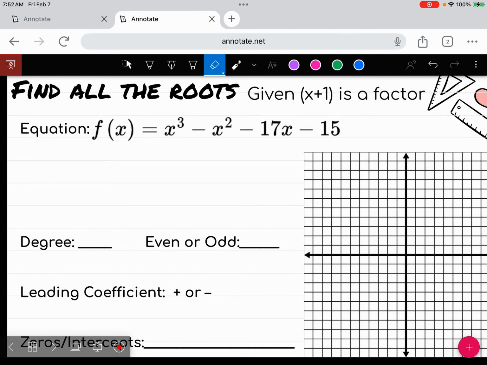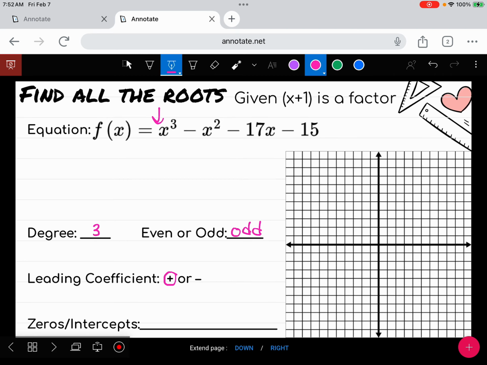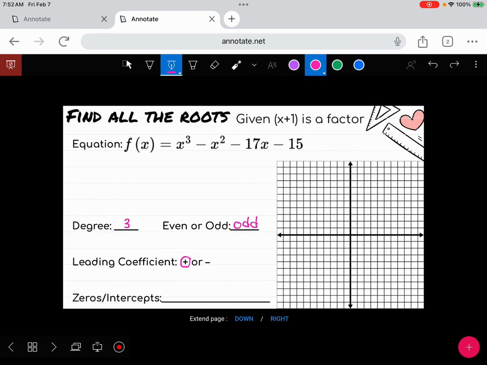So what is our degree? 3. For the most part, we are giving you cubics just because they're easier to deal with, which means we know it's going to be an odd function. Our leading coefficient is positive because we have a positive number there. So I know my arrows are going to be in opposite directions, and the right one's going to point up. So my arrows are going to look kind of like this.